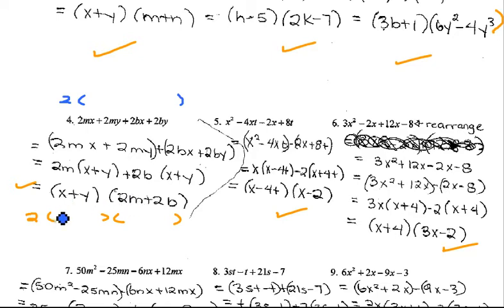So here we have an x plus y. And there's a 2 common to both terms in this factor, so I pull out the 2 and I'm left with m plus b. So always look for that common factor when you're done.